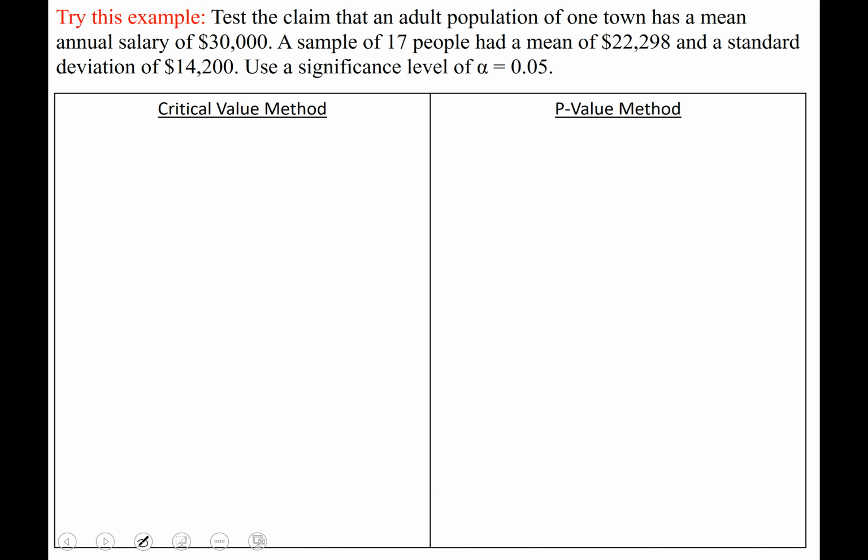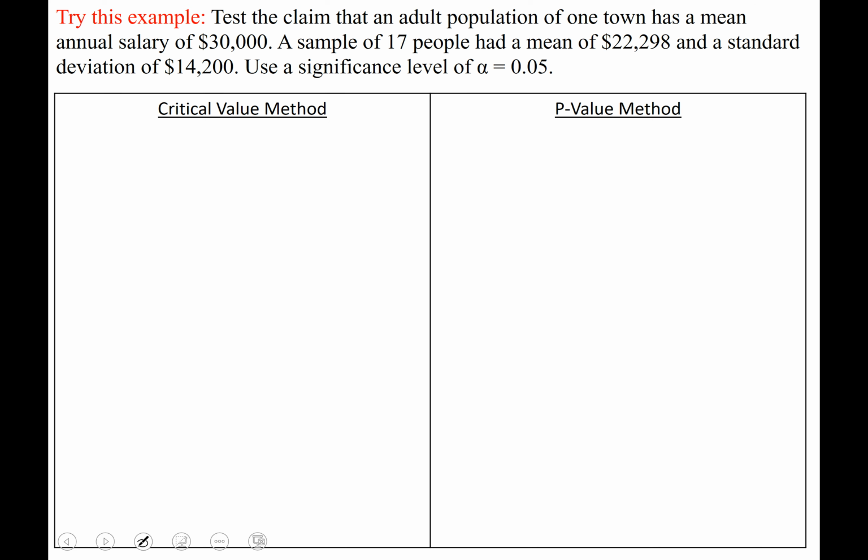Okay, got one more example to do here for this section, and I'm going to do the methods side by side. Okay. Test the claim that an adult population of one town has a mean annual salary of $30,000. A sample of 17 people had a mean of $22,298 and a standard deviation of $14,200. They want us to use a significance level of alpha equals 0.05.